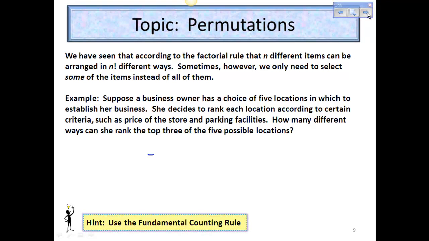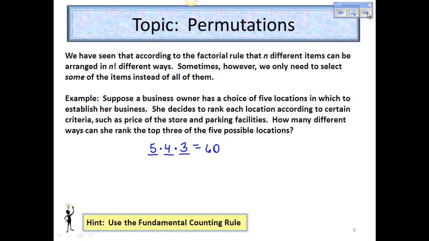Each ranking being an event, we want the top 3, so that's 3 events. We would have 5 stores to choose from the first time. Now the store that gets the first spot can't get the second spot as well, so we would only have 4 stores to choose from, and then we would have 3 stores to choose from. Again, we're using our fundamental counting rule here. So 5 times 4 times 3 is 60.